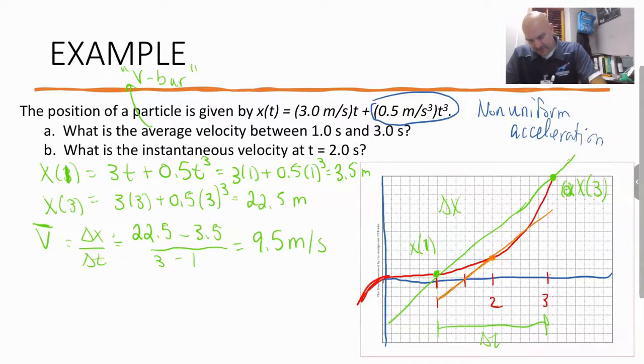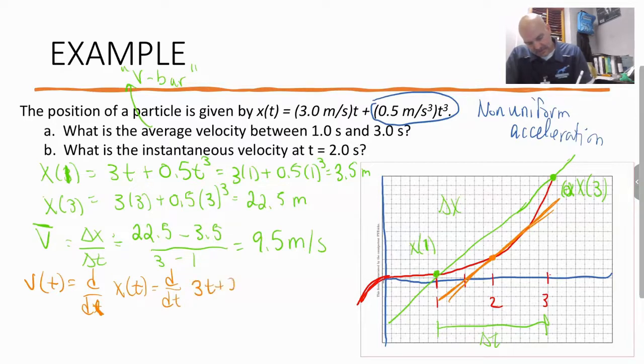So now I'm going to do my instantaneous. I'm going to take my secant and turn it to a tangent by bringing my delta x down to 0 by simply taking the derivative. So v of t is going to be the derivative of x of t. So it's saying d/dt of 3t plus 0.5t cubed. And then I'm going to evaluate that at t equals 2. Okay. So the derivative, sorry, this is going to be v. Oh, no, that is the x.